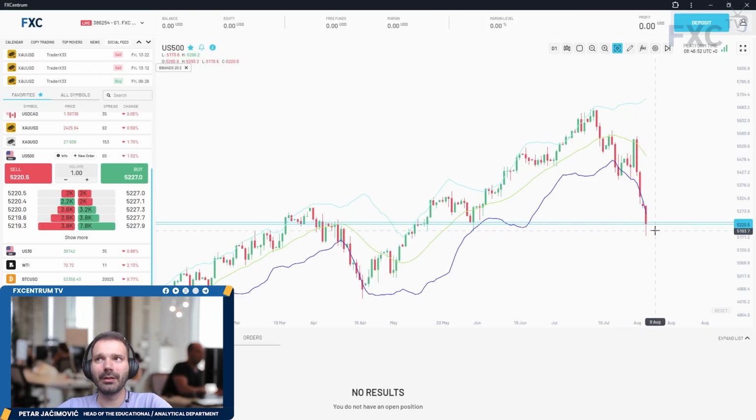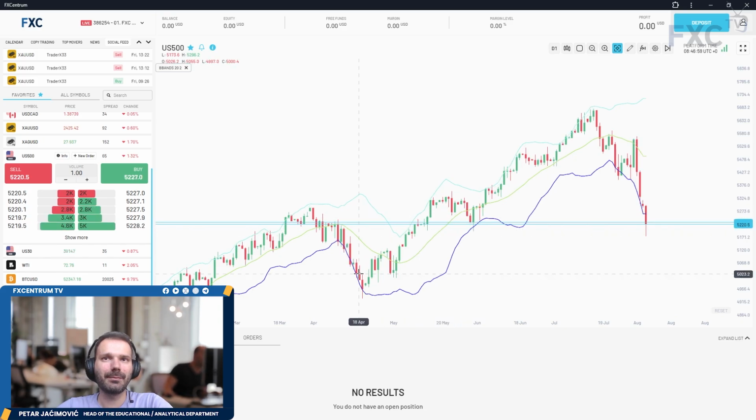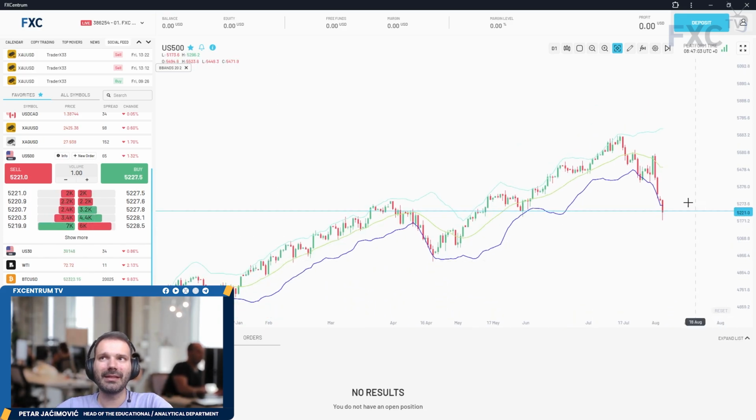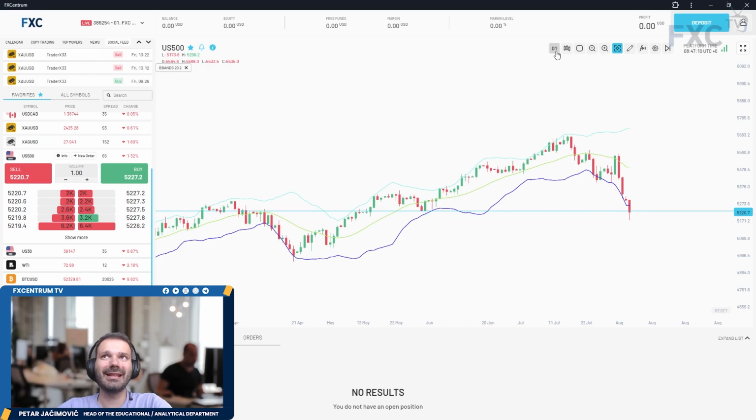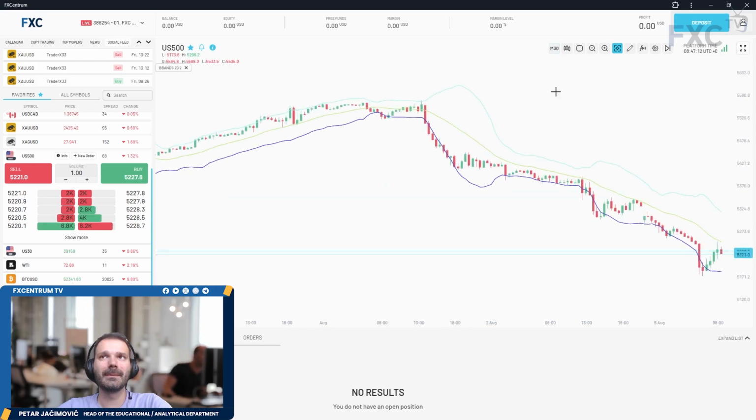We have this support around 5,190. Then the next one will be around 5,000 mark. It's very strong downside pressure. And I will not be surprised if the sellers will delete all of the upside of the rally for this year in the next period. So I don't see any sign for the reversal at this point.